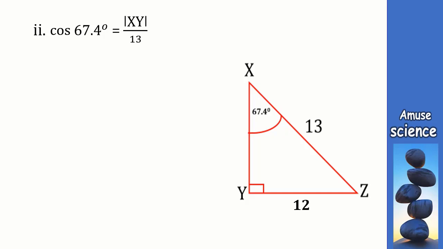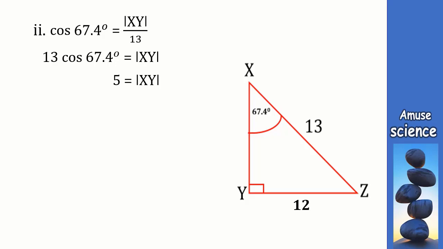67.4 degrees is equal to the side xy divided by 13, because the cosine is a ratio of the adjacent, which in this case is the xy, divided by the hypotenuse, which is 13. So once again, we can multiply 13 by cos 67.4 degrees. So we are going to get 13 cos 67.4 degrees, and this will give us xy. When we compute 13 cos 67.4 degrees on our calculators, we are going to get 5. So the side xy is 5.